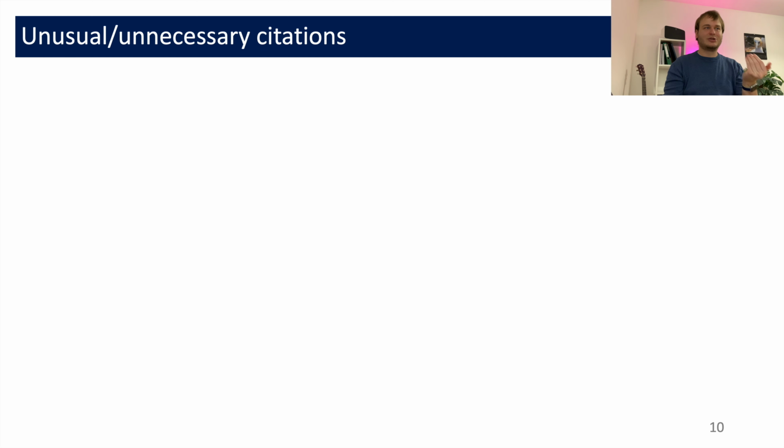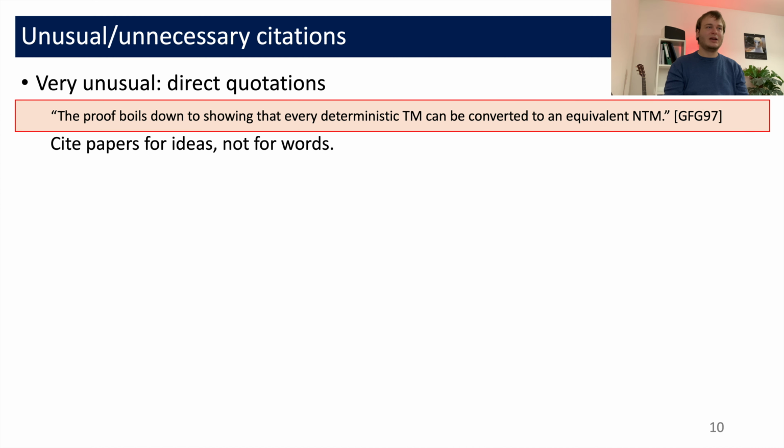And there are a bunch of unusual or unnecessary citations. So one thing that basically people don't do at all, or very, very rarely, is that they do direct quotes. So let's say GFG 97 wrote this sentence here that the proof boils down to showing that every deterministic Turing machine can be converted to an equivalent non-deterministic Turing machine. Then usually you wouldn't write this sentence into your essay and just cite it in a direct quotation.